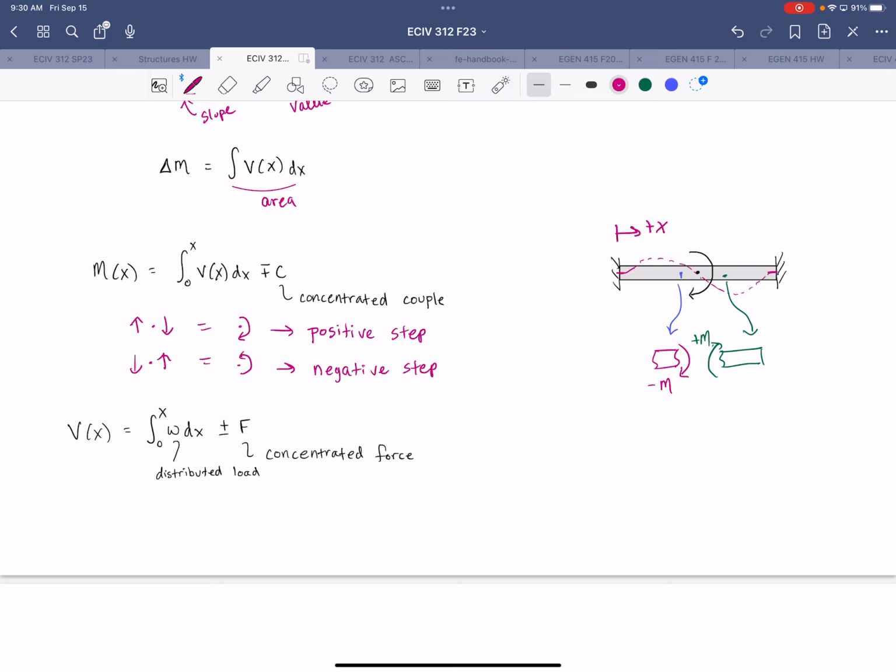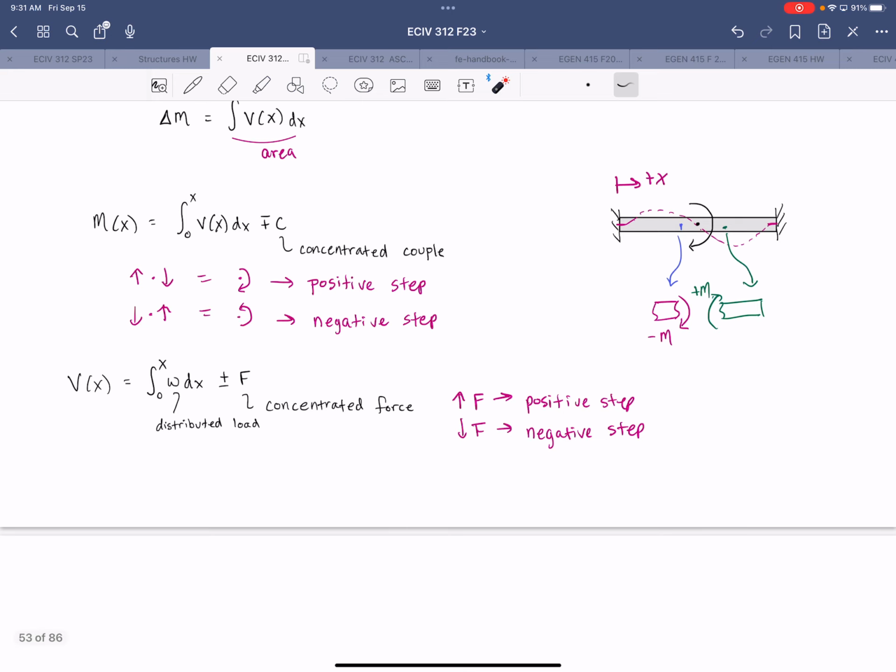So you have a positive force generates an upward step, or a positive step. Be more generic again. And a downward or negative force generates a negative step. And once again, I just want to emphasize that for beams, we always take our x value as positive left to right. Questions?